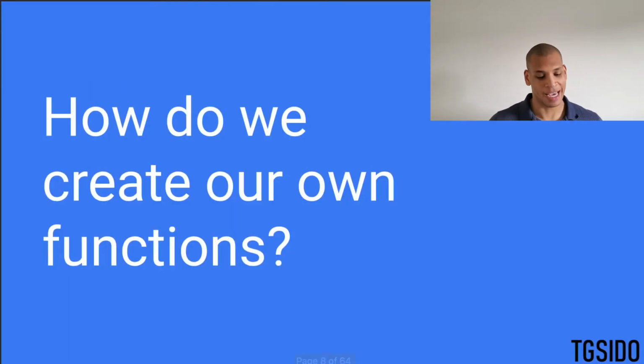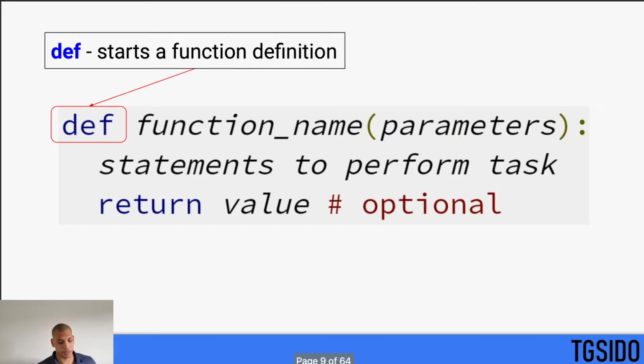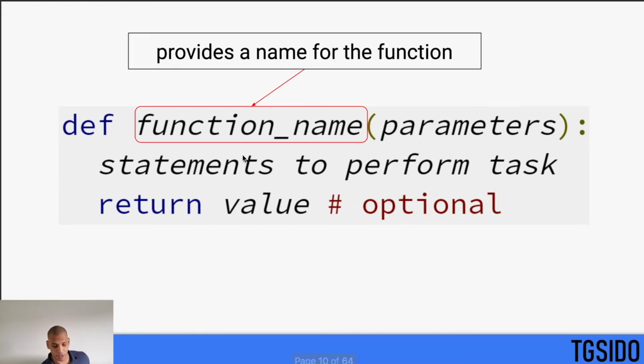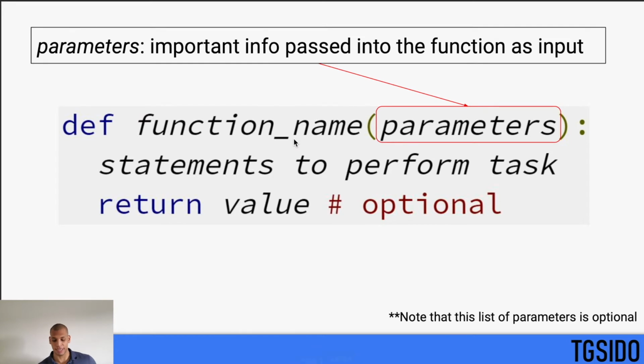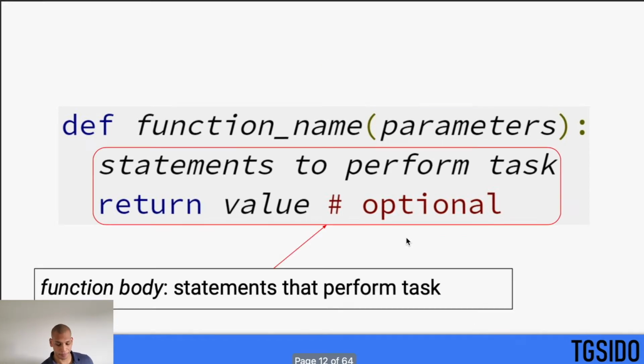All right, and how do you actually create your own function? Over here in red, we see def. Def starts the function definition. Over here in red, we have the function name. You can provide a name for your function here. Next, we're looking at our parameters. Note that this list of parameters is optional. It is possible to have a function without parameters, but note that the parameters are the important info passed in to the function as input.